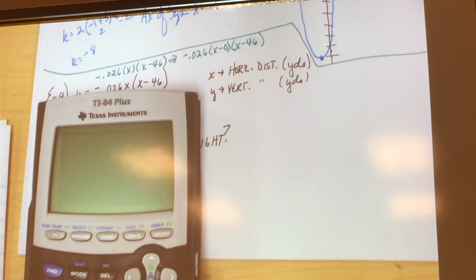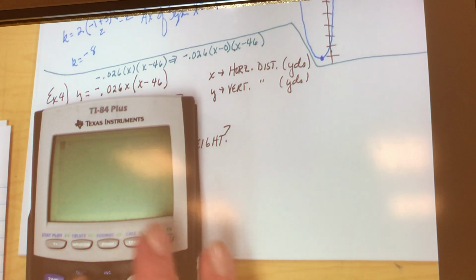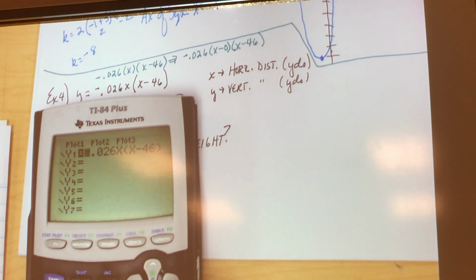I'm going to go to y equals, and I'm going to plug this in, okay? Now before I graph it, I'm going to talk about my windows, okay? Some of you are going to know, and some of you are not going to know. I mean, I like to watch football, but I've never played before.